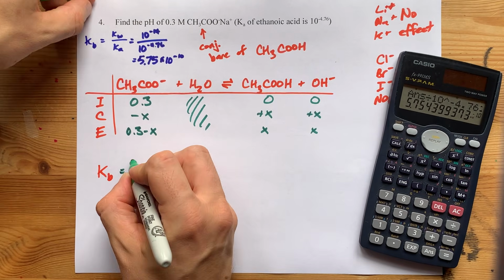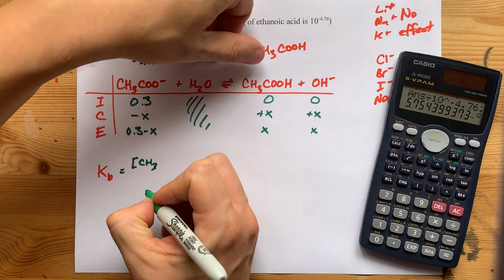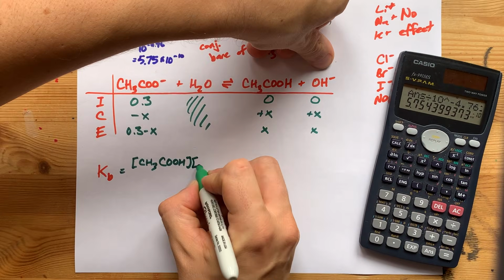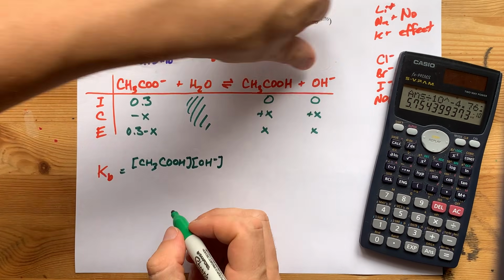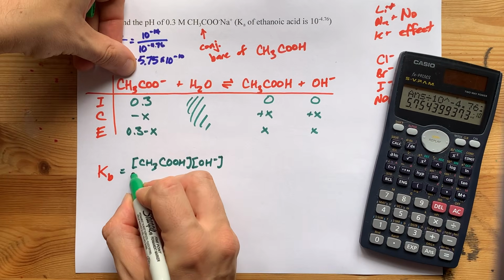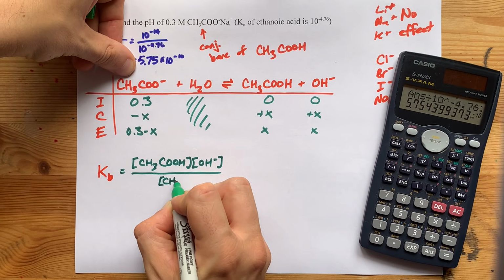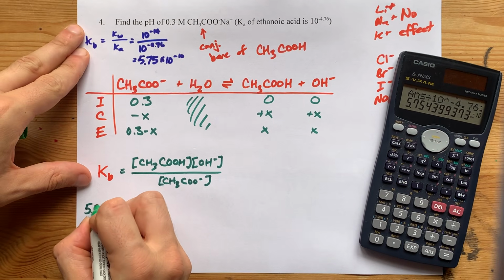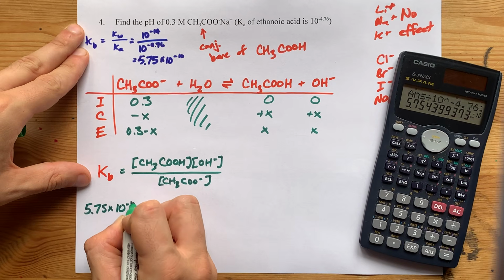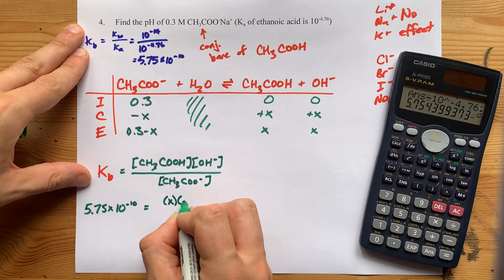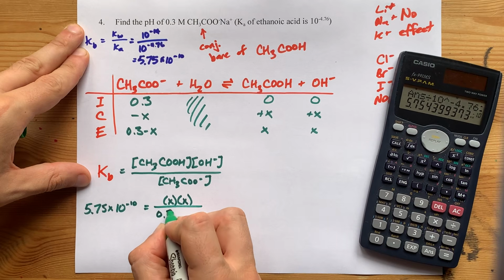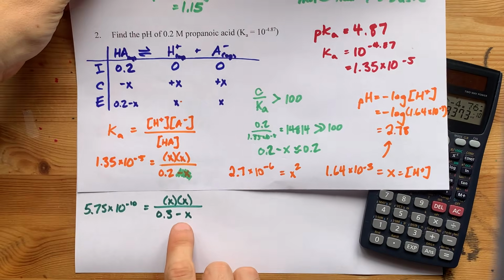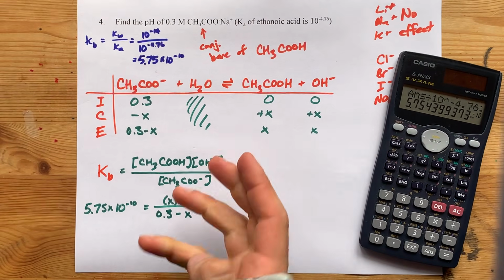And the Kb expression is products over reactants. This is a product. It's written on the right-hand side. This is a product. It's written on the right-hand side of the equilibrium arrow. That gets ignored, and this goes in the denominator. It's probably also not a surprise. So 5.75 times 10 to the negative 10 is x times x all over 0.3 minus x. Again, look how similar that is to what we had in question 2 and 3.